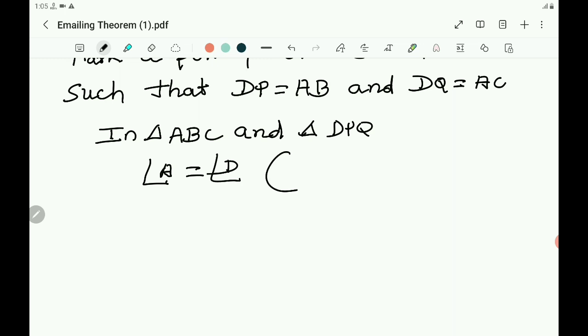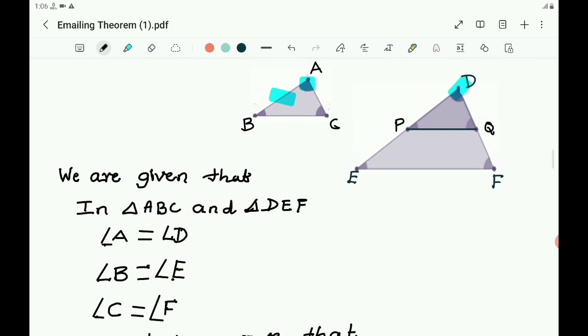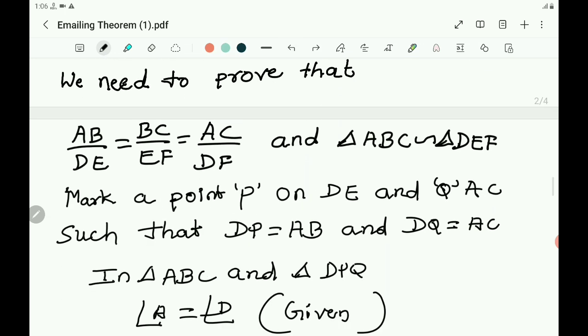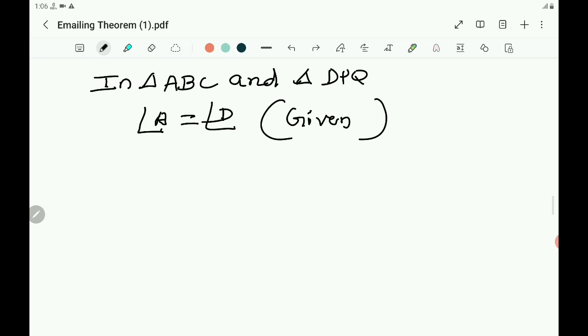You must give the reason. What is the reason here? Given, or data, you can write. Given the corresponding angles are equal, therefore angle A equals angle D. Next, according to the construction, you write AB is equal to PD.